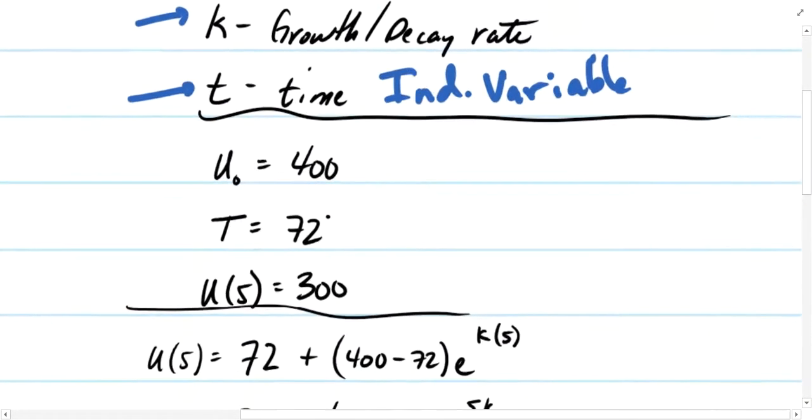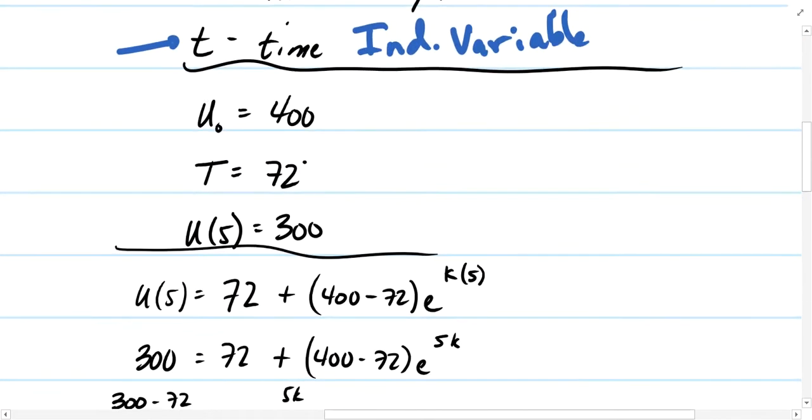So as I read through the problem, I understand what U naught is. That's 400 degrees, the temperature of the pizza as it comes out of the oven. Capital T, the temperature of the room, is 72 degrees. And the ultimate temperature, or the ending temperature after 5 minutes, if we were to stop our experiment and measure the temperature of the pizza after 5 minutes, is 300 degrees.